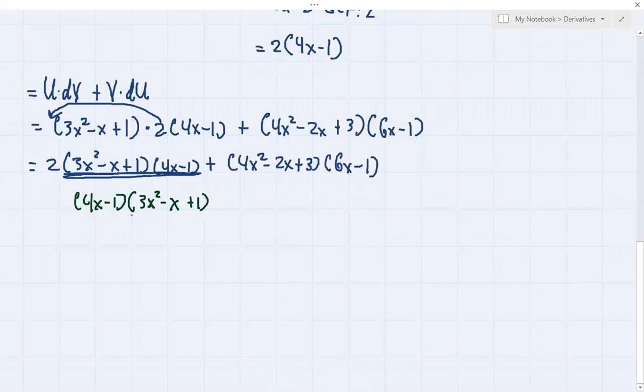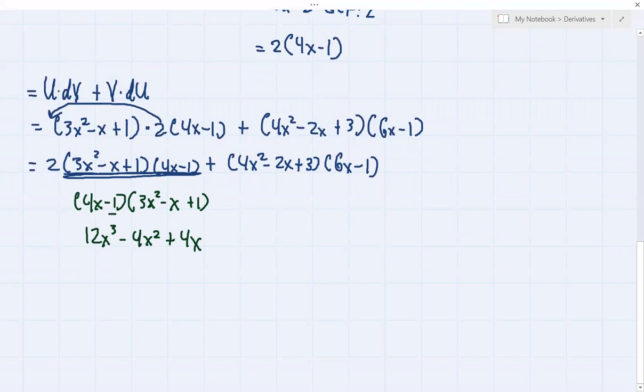Okay? So let's start with 4x. Let's distribute 4x to this trinomial. 4x times 3x squared, this is 12x raised to 3. Next, 4x times negative x, magiging negative 4x squared. Okay? Then next, 4x times 1, magiging positive 4x. So good. Now, let's proceed to the second term.